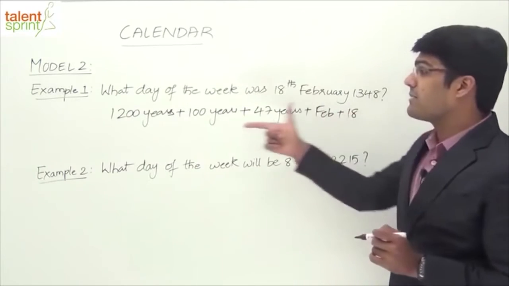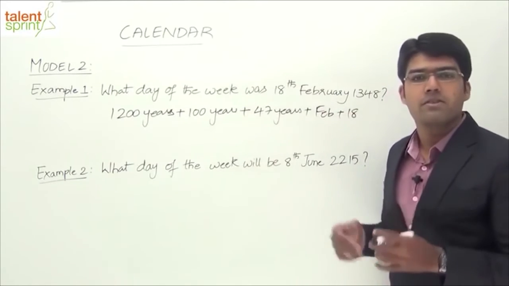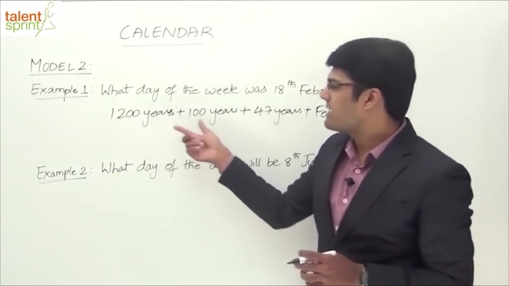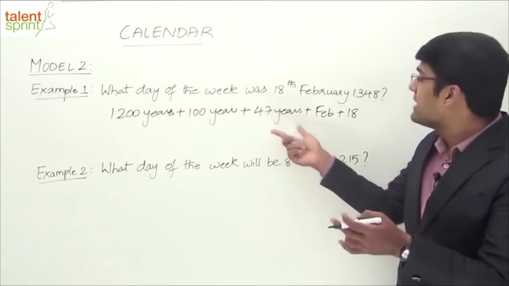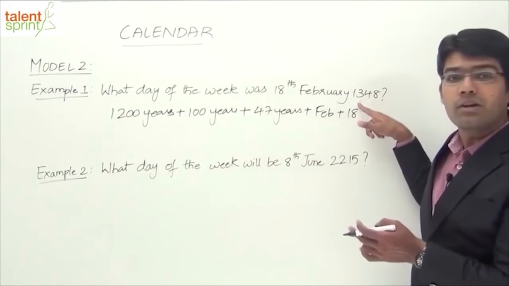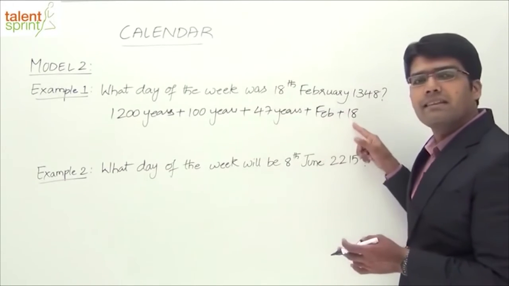So we need to take the number of odd days for all these small individual periods. So 1200 plus 100 is 1300 years, 1300 years plus 47 is 1347 years. Then we are in the 48th year, the 1348th year. The month is Feb and the date is 18.